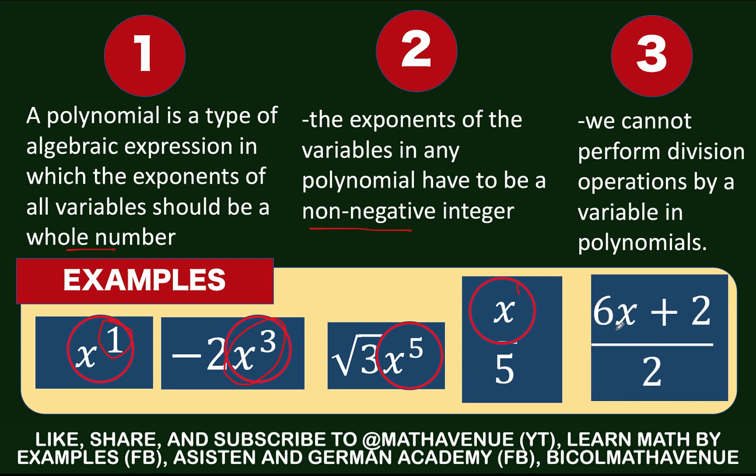Next, if we have 6x plus 2 divided by 2, notice that we have a division operation here, this fraction bar, but the denominator is a constant. This is still a polynomial, because only when the denominator is a variable is the expression no longer considered a polynomial. So these are the types of algebraic expressions that are easier to manipulate.